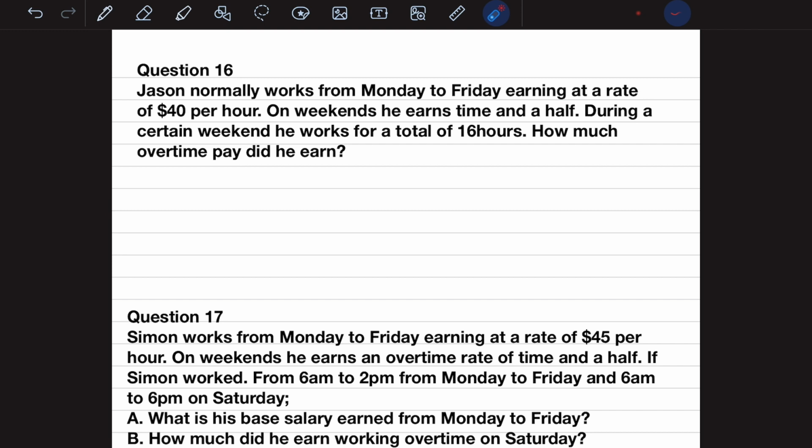Alright, are you ready to correct? Let's correct. Question 16. Jason normally works from Monday to Friday, earning at a rate of $40 per hour. On weekends, he earns time and a half. During a certain weekend, he works for a total of 16 hours. How much overtime pay did he earn? Right, so on the weekend he earns time and a half. Let's determine the time and a half rate.